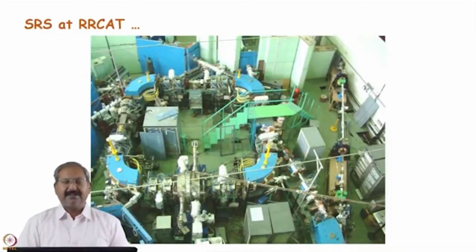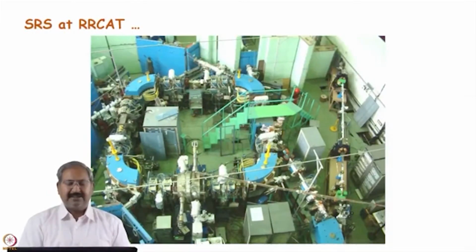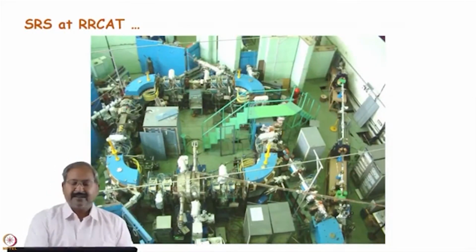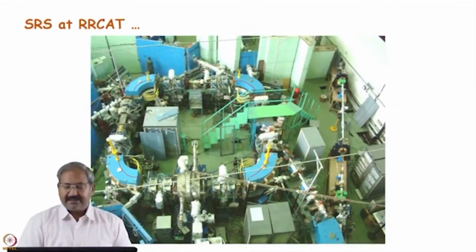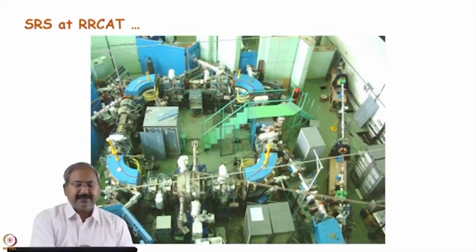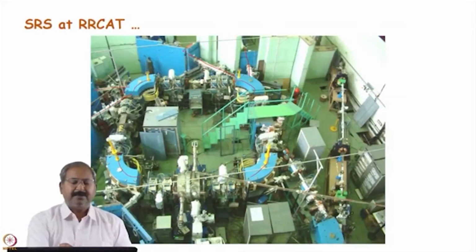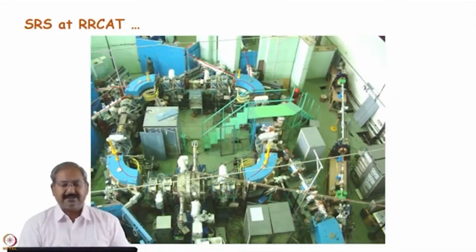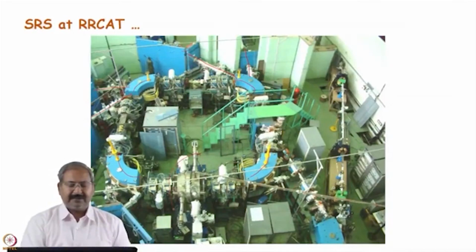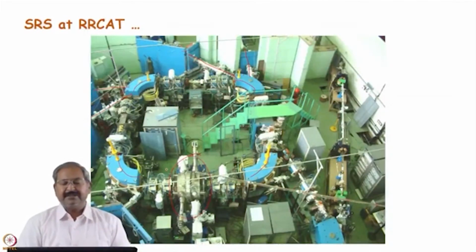This is the picture of the Indus 1 storage ring. It is a very small ring, 18 meter circumference, and you can see that there are 4 dipole magnets, 1, 2, 3, 4. These are, you can see, the radiation beam lines by which synchrotron radiation is coming out, and beyond that hutch there is an experimental station. Here the RF cavity is placed to replenish the lost energy of electrons.